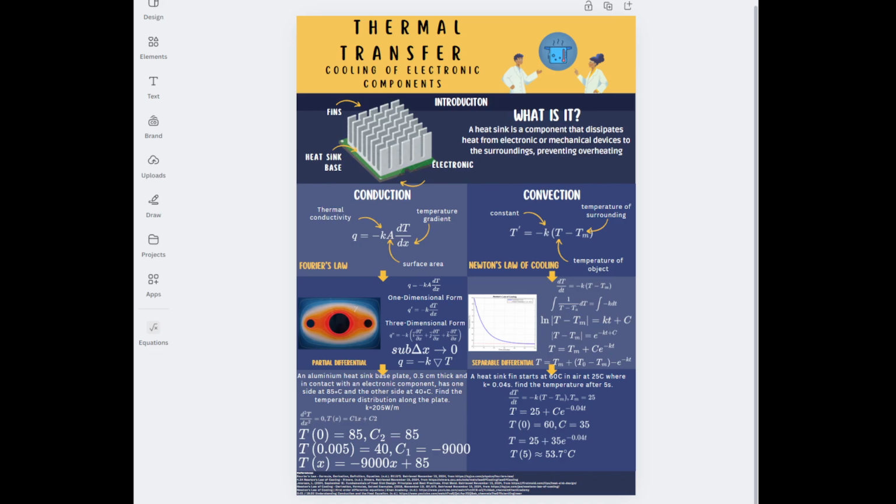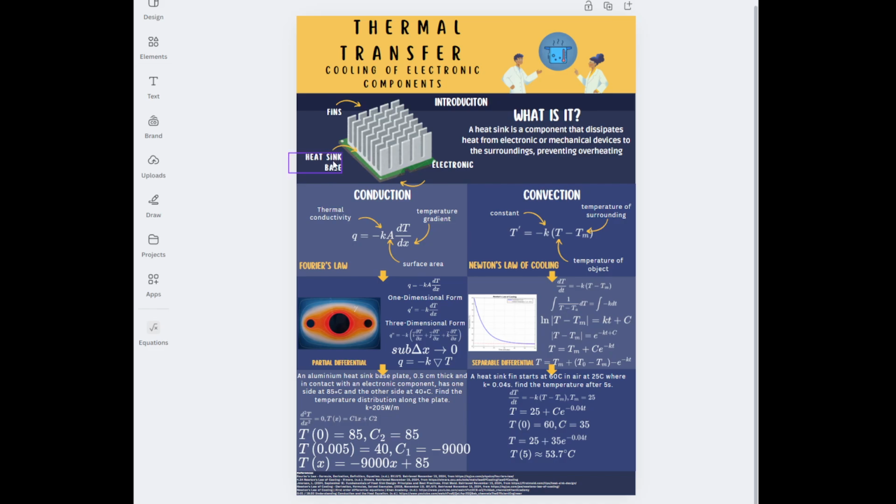Today I'll be presenting an engineering math video on thermal transfer in cooling of electronic components. To start off, how does an electronic component release heat with a heat sink? There are two main components, a base and fins of a heat sink.